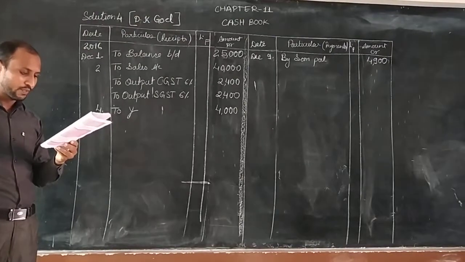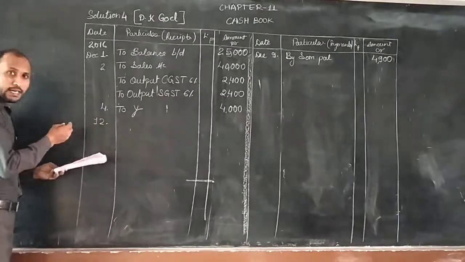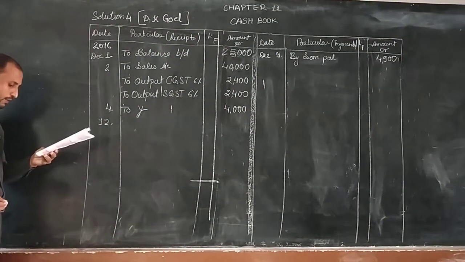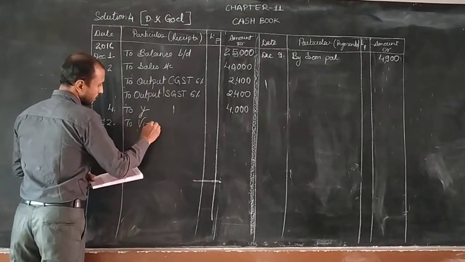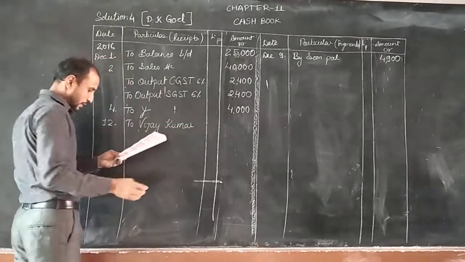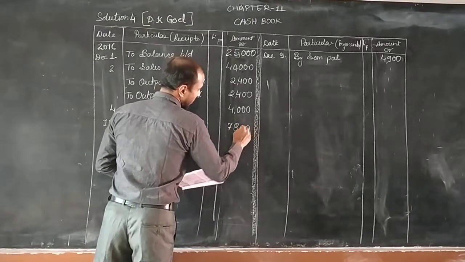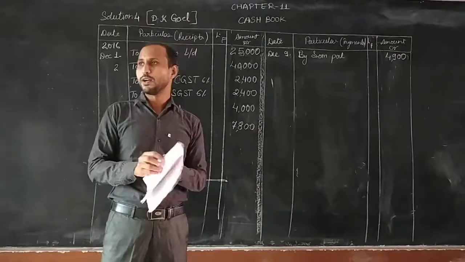Now receiving from Vijay Kumar. Obviously receipt will come this side. Receipt will come this side? Yes. Okay. So receiving from Vijay Kumar, we will write "To Vijay Kumar". Vijay Kumar is 7,800. Very good. And discount we will not record.